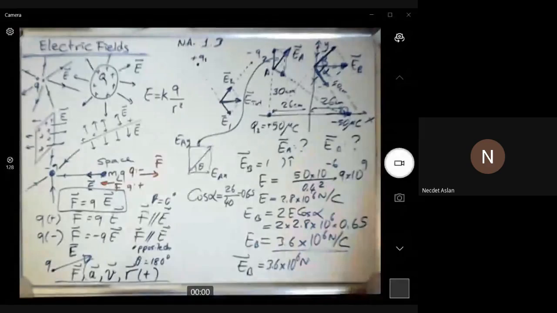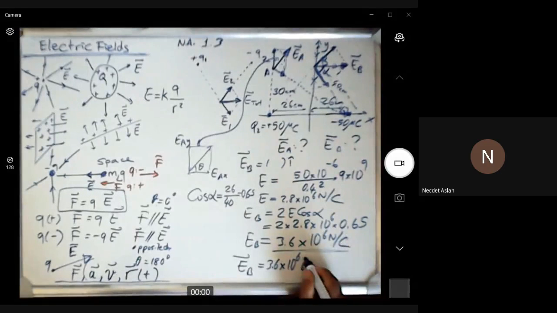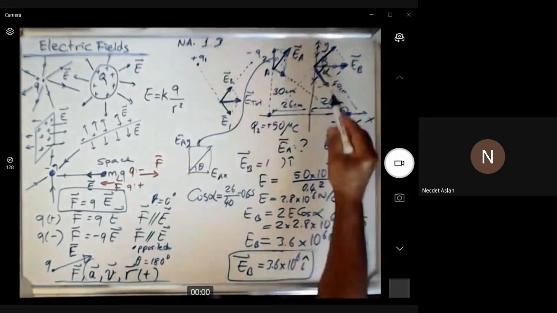Ten to the 6 newtons, but before the unit you have to write this i vector. So this is without the unit. If you write this in vector form, you don't need to write the units. So this will be the result for EB.